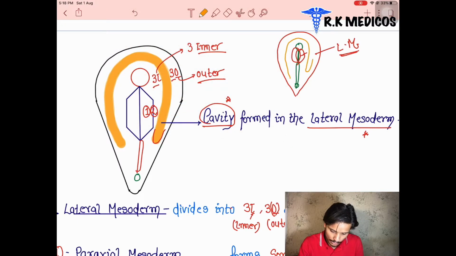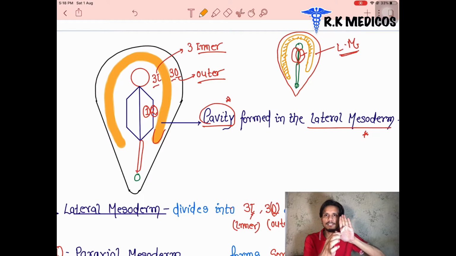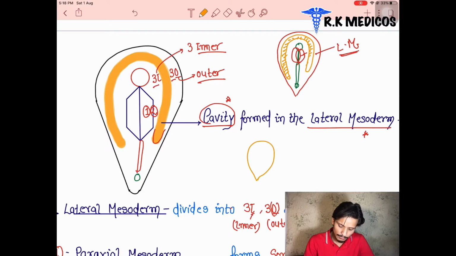This cavity divides the lateral mesoderm into two parts. You can imagine, when something enters a cavity in a whole structure, it is going to divide into two parts. Suppose this is the hand, and when you move a pen inside it, it divides into one half and a second half. Same here, suppose this is the mesodermal structure and we put something here, then it will be divided into two parts, 1, 2.